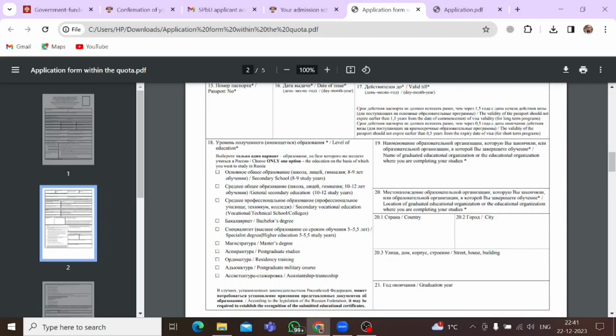This place is very important. Be very careful. The education on the basis of which you want to study in Russia. Remember, like I said, this is a very important place. A lot of people make a lot of mistakes here. This place is: which document do you have, which is going to be considered as your official document? If you are, let's just say, in the second year of the university, the transcript which you have will not be the official document.